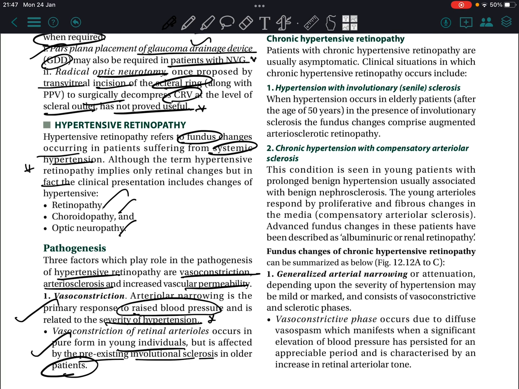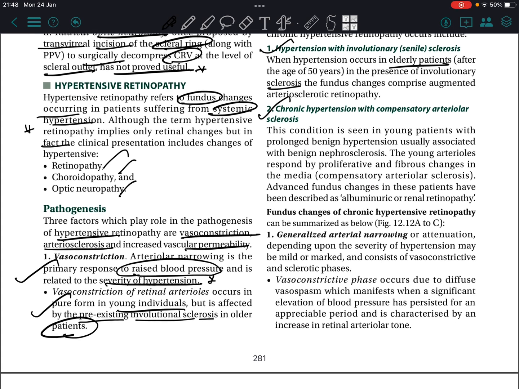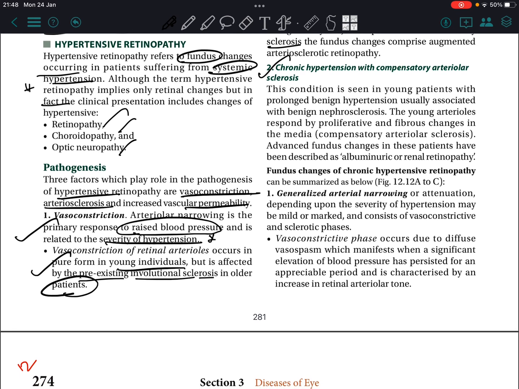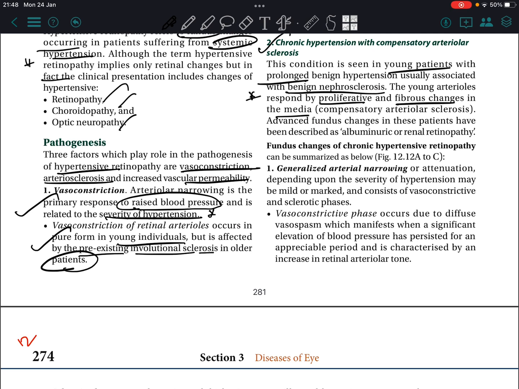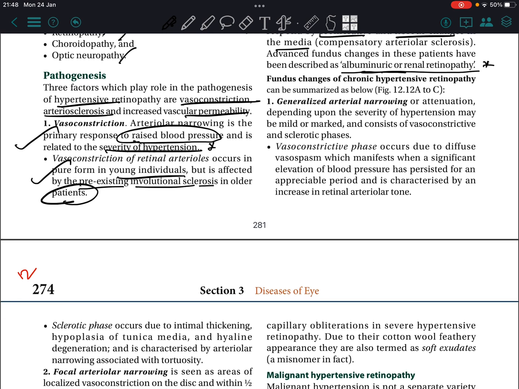Chronic hypertensive retinopathy patients are usually asymptomatic. Clinical situations in which chronic hypertensive retinopathy occurs include hypertension with involutional sclerosis and chronic hypertension with compensatory arterial sclerosis. Hypertension with involutional sclerosis occurs in elderly patients, with fundus changes comprising augmented arteriosclerotic retinopathy. The second condition is seen in young patients with prolonged benign hypertension, usually associated with benign nephrosclerosis. The young arterial response is by proliferative and fibrous changes in media, called compensatory arterial sclerosis. Advanced fundus changes in these patients have been described as albuminuric or renal retinopathy.